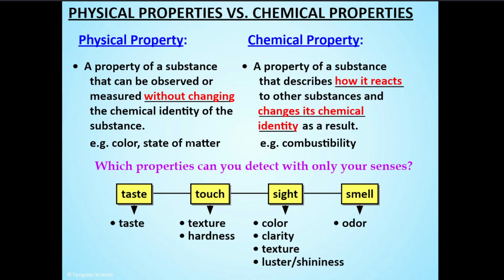So we like to ask, which properties can we detect specifically with our senses? For taste, we can taste. For touch, we can detect the properties of texture and hardness. With sight, it's color. Is it clear? Kind of texture. You could see some rigidity in texture sometimes. And with luster, you can see if it's shiny or not. And smell, you can definitely smell the difference with your nose.